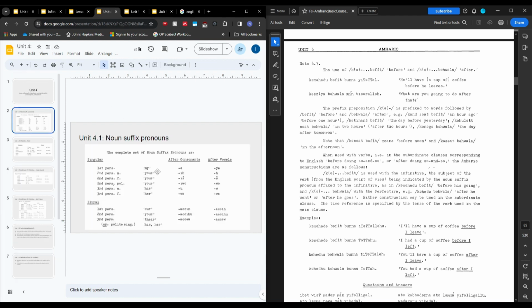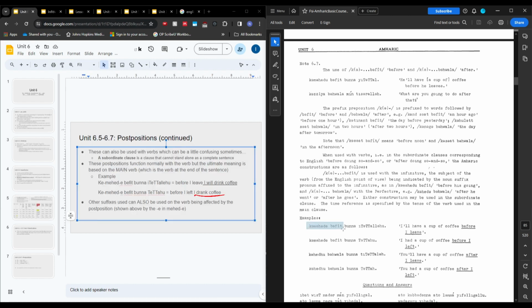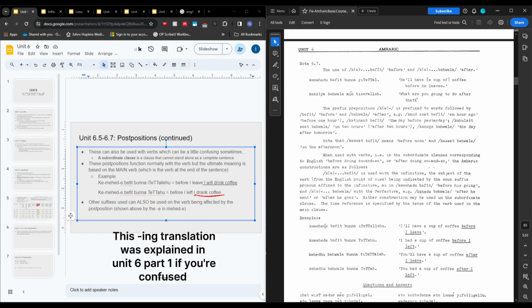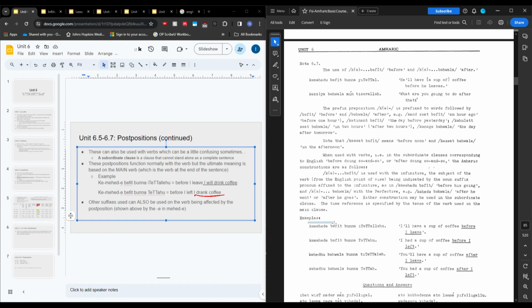And I can bring that back up here. See, if you put this e at the end of a noun, and in this case, since it's an infinitive, it's a verb, but it's acting like a verbal noun. So you're adding this ownership of me. Before my going is how I would translate that, because I want to make it into some sort of "ing" thing in the situation. So before my going, bunna itetalo is I will drink. So I'll have a cup of coffee before I leave.